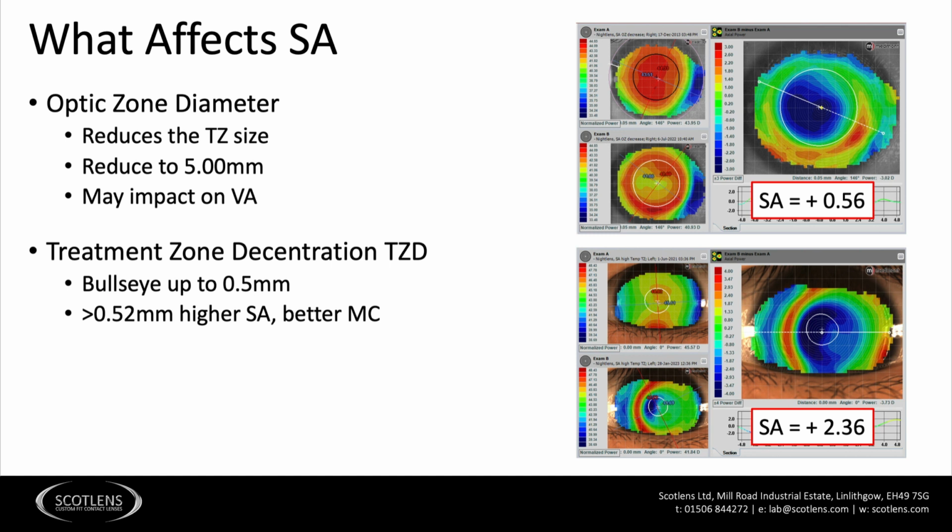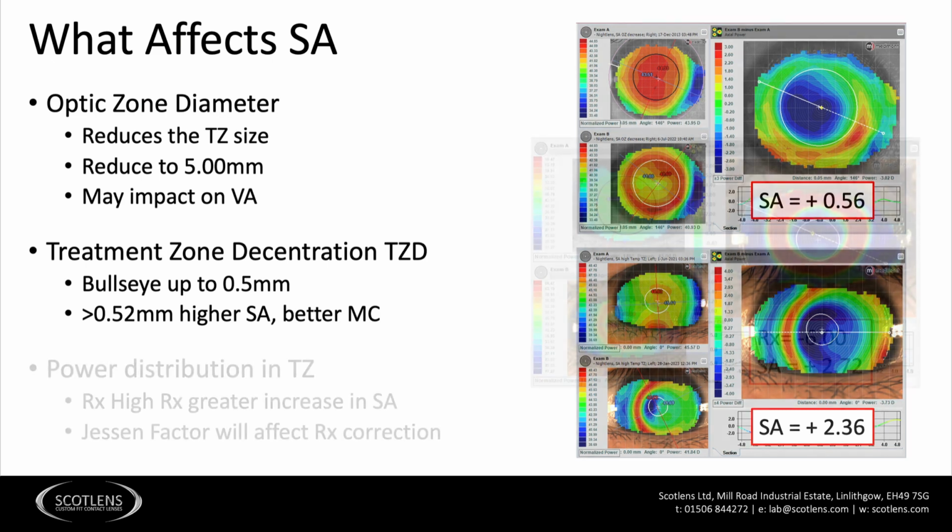Whereas below, we've got a lens that's temporally decentered, or the treatment zone is slightly decentered to the right-hand side. This is a left eye, so it's temporal. And you can see that we've got a very high amount of spherical aberration. So this, although not an ideal topography outcome, is actually going to be providing quite a strong myopia control effect.